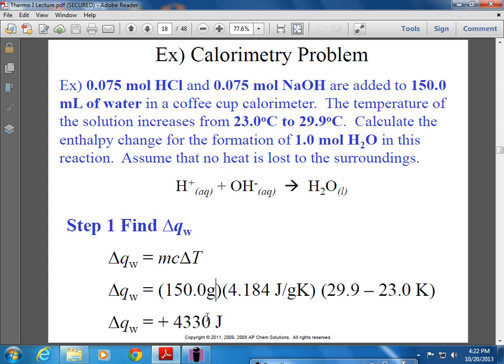Now, this thing got hotter. Heat was flowing from the reactants to the water. That's why the temperature went up. So that makes sense why the q value is positive. It's exothermic. But you told me, Mr. Ibbotson, earlier that delta H, if it's negative, is exothermic.